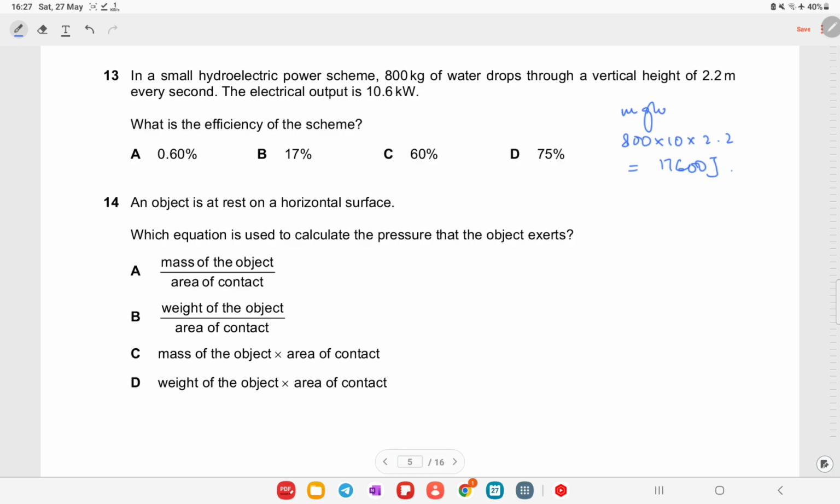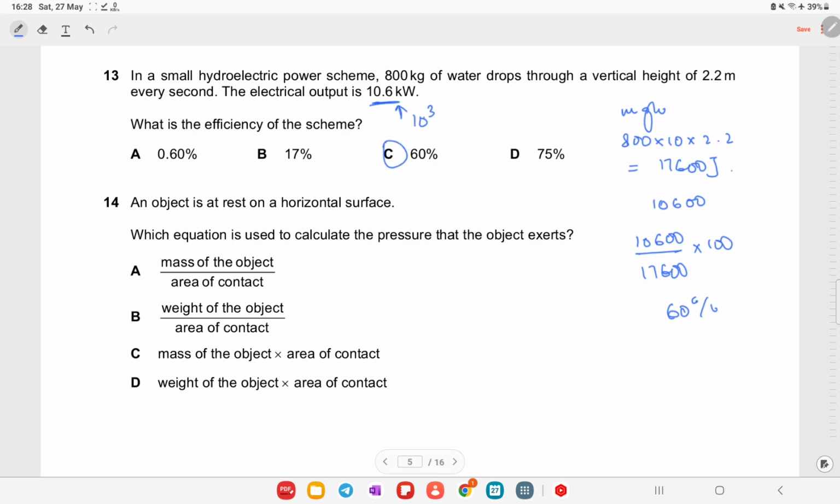joules. And we have the output, which is 10.6 kilowatts. We are going to multiply that by 1000 because of the kilo, because it equals 10 to the power 3. Then we put it into the formula of efficiency, and that is going to be 60%. So option C is going to be the right answer.